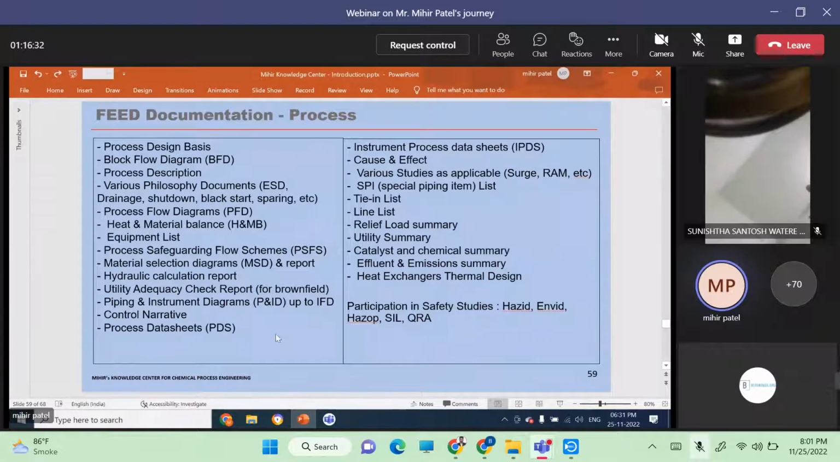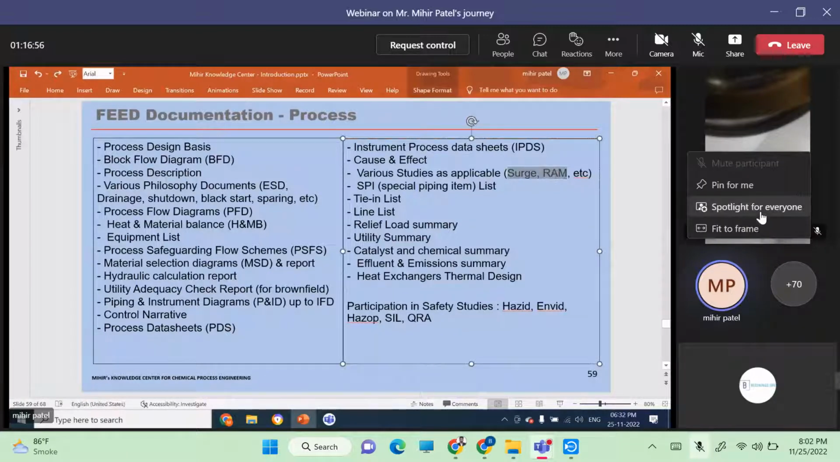Now feed documentation. So this is the typical feed documentation. So here you can see the operating and maintenance manual is not there, which I explained is part of detail engineering. Okay. And then the process engineer also participates in many safety studies, which are listed here basically. So this is the typical documentation produced in the feed stage by a process engineer. Here if you see surge analysis, ramp study, etc. also there as applicable to the project.